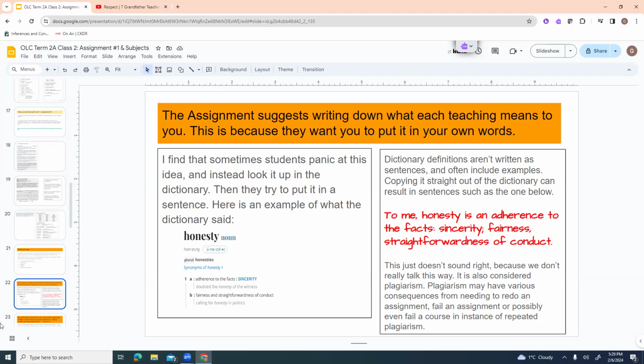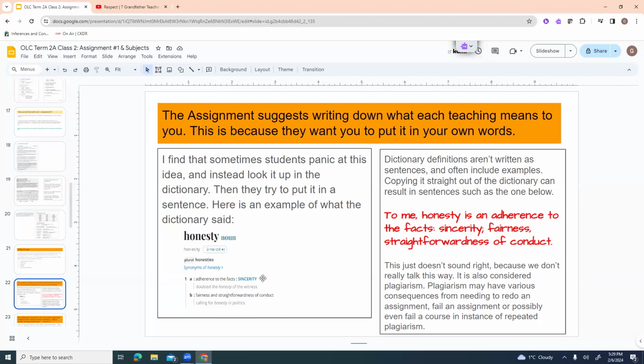So if I was looking in the dictionary for the word honesty, it tells me that it's a noun, it breaks it up into syllables. I could click on this and hear how to say it. It tells me the plural. If I clicked on this blue link, it would tell me some synonyms. And then it'll say like 1A, adherence to the facts, sincerity. Sincerity would be a synonym. And then it uses it kind of in a sentence. Then it gives me a different possible definition, fairness and straightforwardness of conduct. And then it shows me that in another sentence.